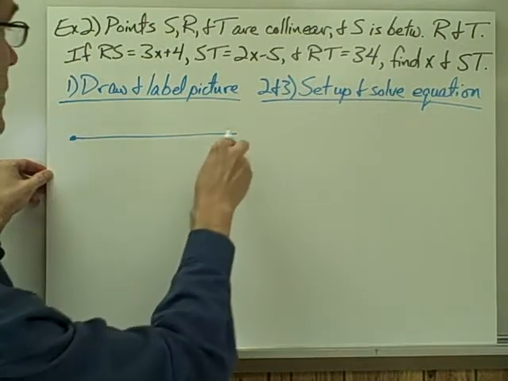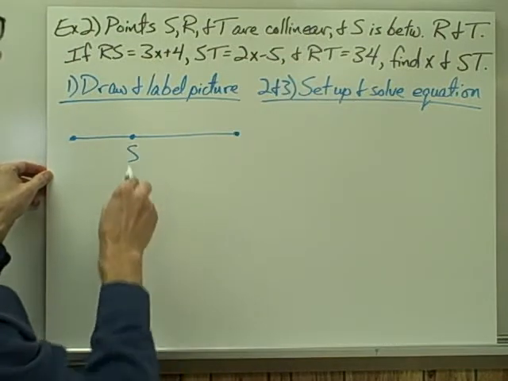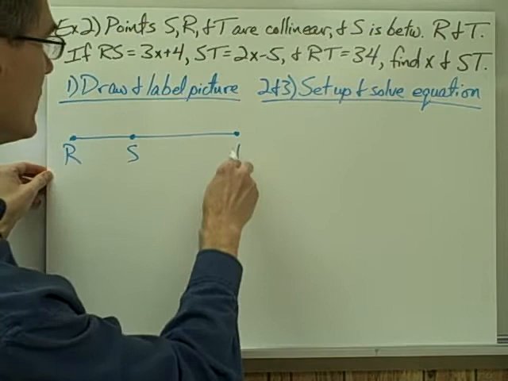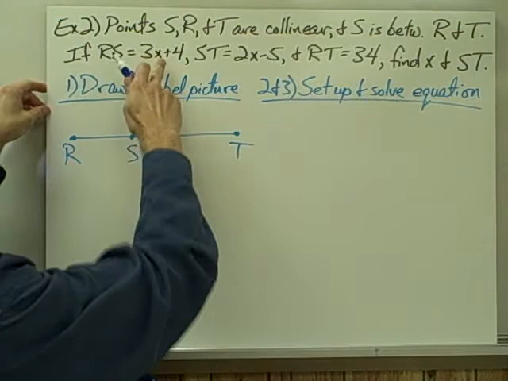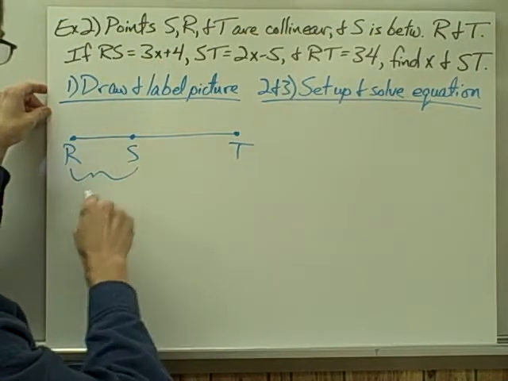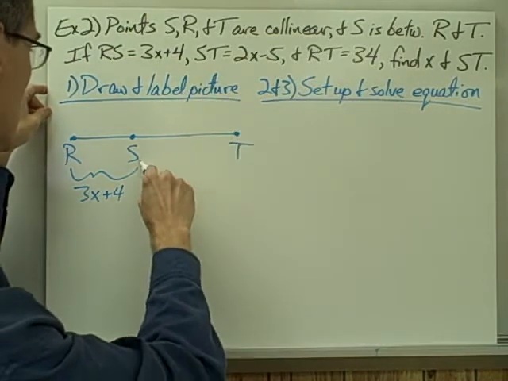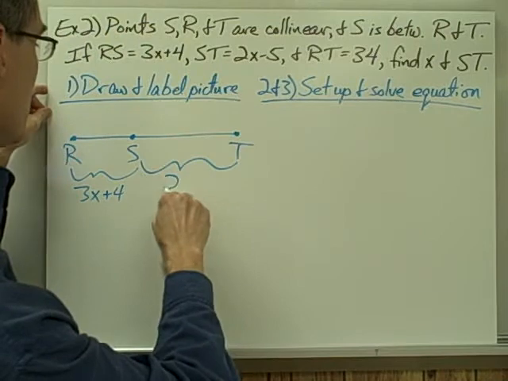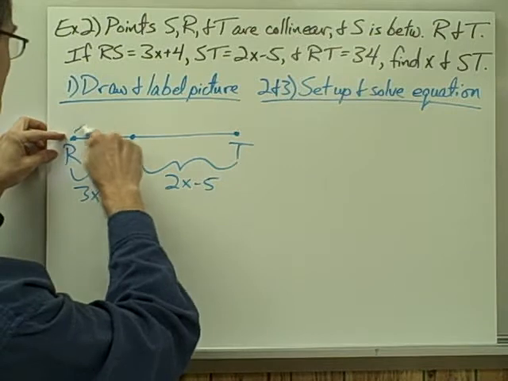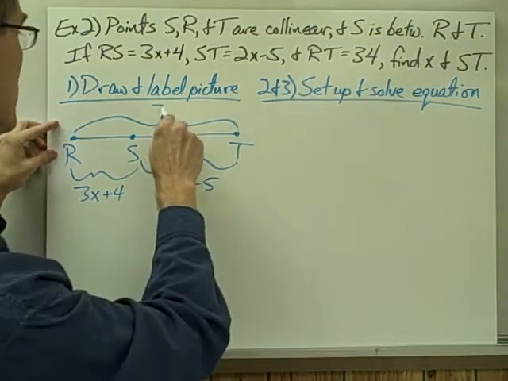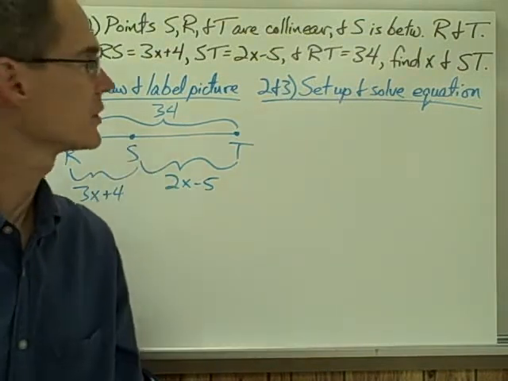So here are 3 collinear points. I need S between R and T. Okay, drew my picture and I need to label it. RS is 3x plus 4, so 3x plus 4. ST, 2x minus 5. And RT, that's this whole distance here, is 34. All right, so I've got step 1. I've drawn and labeled my picture.